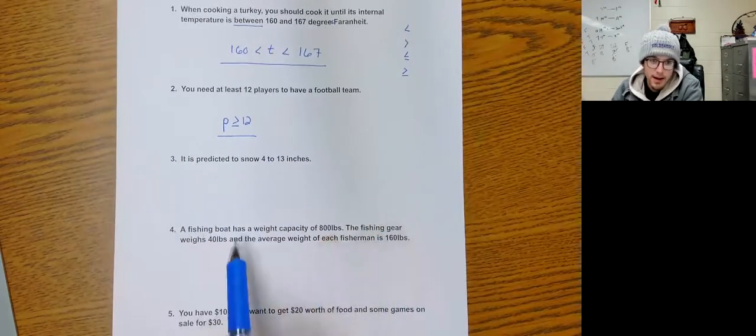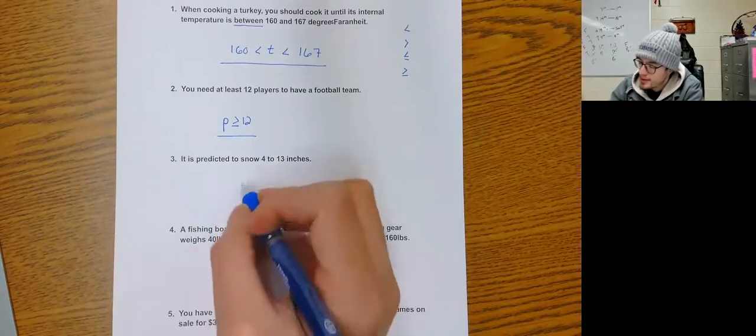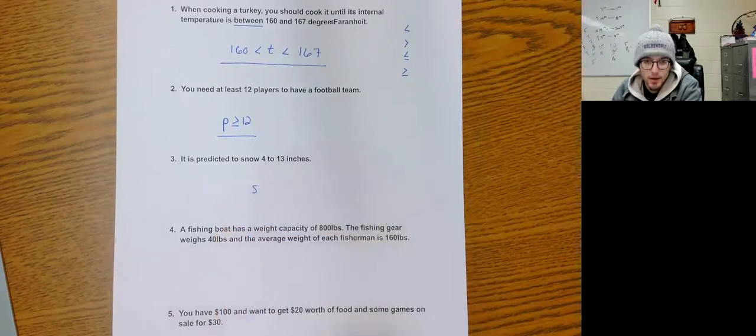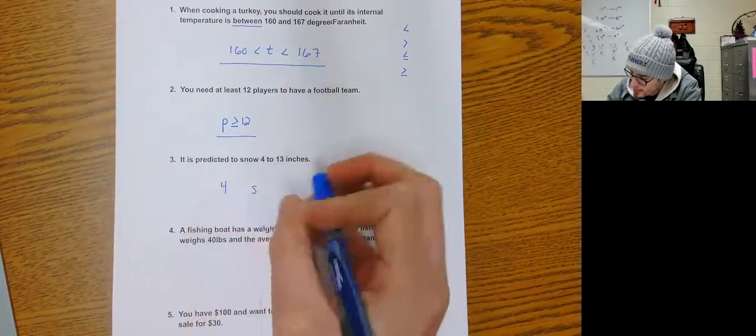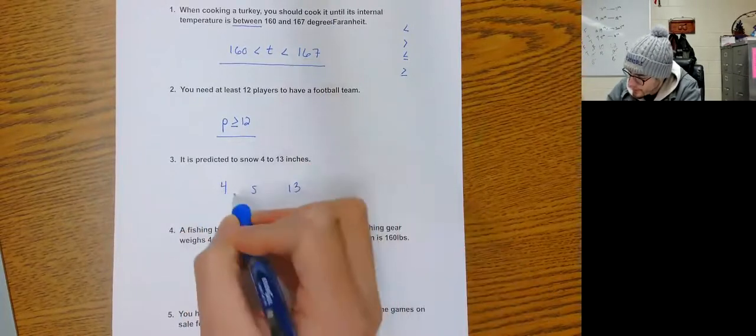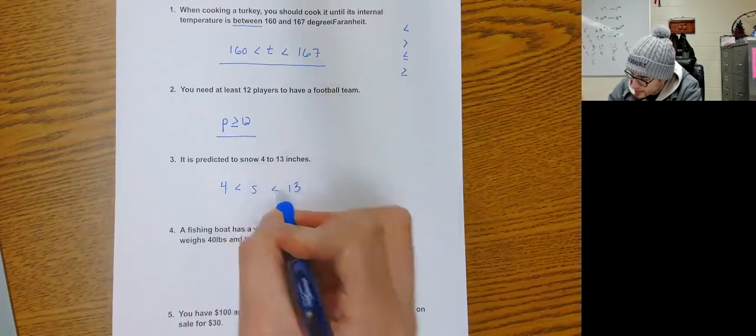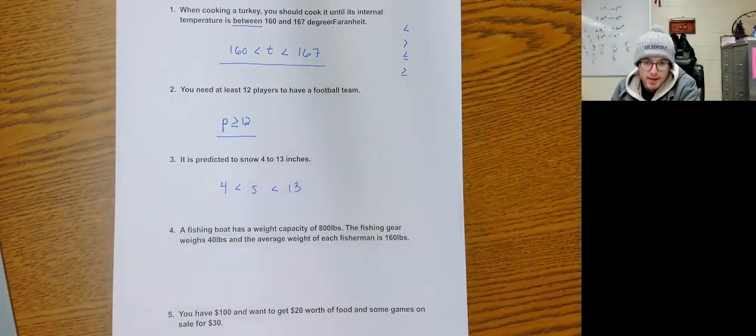Okay. It is predicted to snow 4 to 13 inches. So can we create an inequality that represents, let's say, S, snow level? So again, we're going to be in between two numbers, between 4 and 13. So we should be pointing towards the 4 because that's the smaller number. It's on the left. It's more negative.